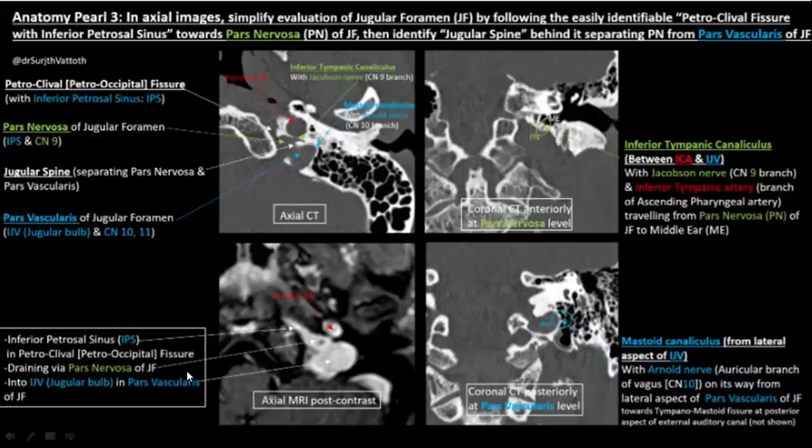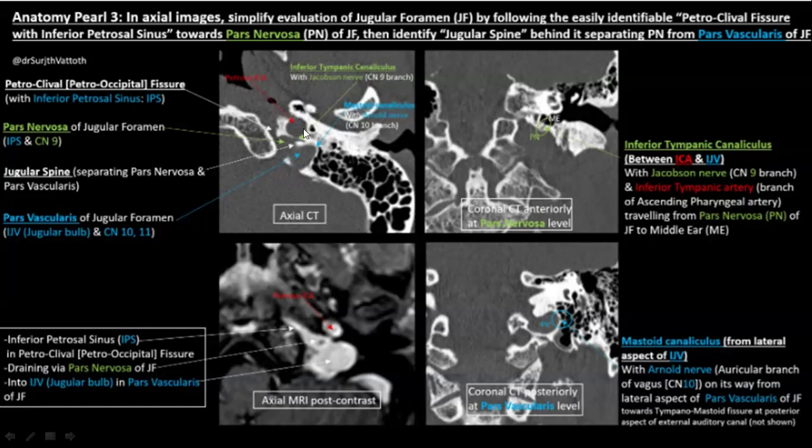And in this diagram, this is the MRI axial view. Here, this is the inferior petrosal sinus, which is traversing and draining into the internal jugular vein. And this is the cavernous sinus, which drains into the petrosal sinus. And then the pars vascularis, where the sigmoid sinus drains into the internal jugular vein. This is again the axial view.